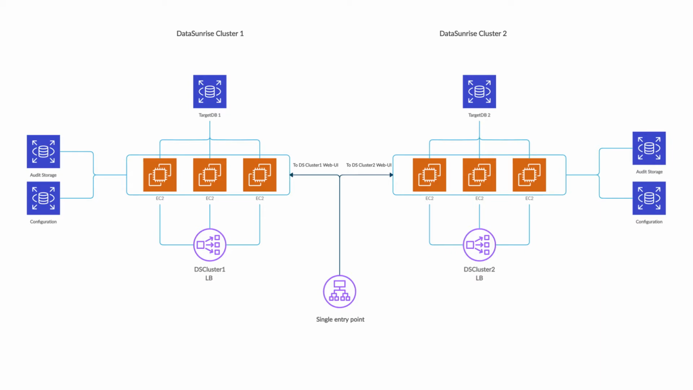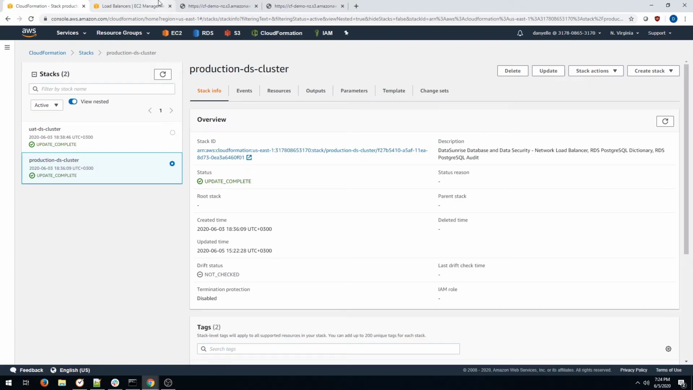In today's video, we will discuss how to create a single entry point for multiple DataSunrise clusters deployed in AWS. We will be using AWS Application Load Balancer in order to achieve our goal. A single entry point for multiple DataSunrise cluster web UI management consoles will be extremely useful for those who are using multiple independent clusters deployed in AWS.